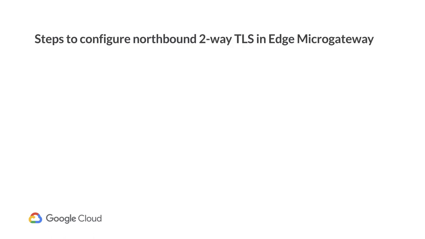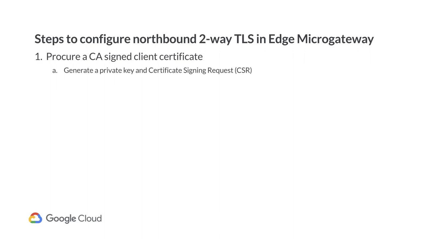Now let's look at the steps involved in setting up northbound two-way TLS on Edge Microgateway. As we've seen in the previous video of this module, for one-way TLS, we needed to obtain a certificate and private key for the server. Now for two-way TLS, we will follow the same steps, but we will also need to obtain a certificate and private key for the client as well.